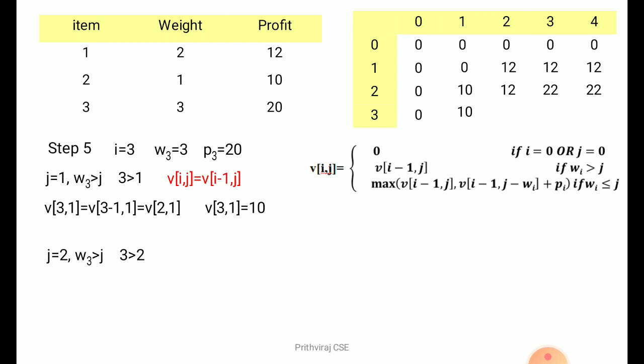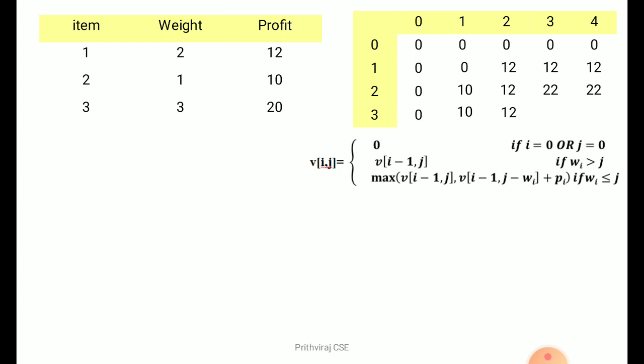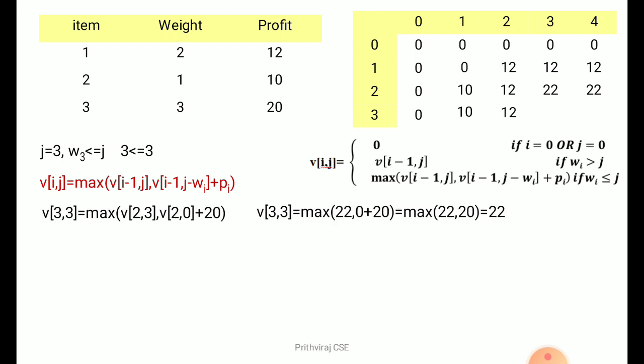Next, j is equal to 2. Again, w3 is greater than 2, that is 3 is greater than 2, so the second possibility, v of i comma j is equal to v of i minus 1 comma j. So v of 3 comma 2 will be equal to v of 2 comma 2. v of 2 comma 2 is 12, so v of 3 comma 2 is also 12. Next, j equal to 3. When j is equal to 3, 3 is less than or equal to 3, third possibility. So we'll get v of 3 comma 3 as max of 22 comma 20. We'll get the value as 22.